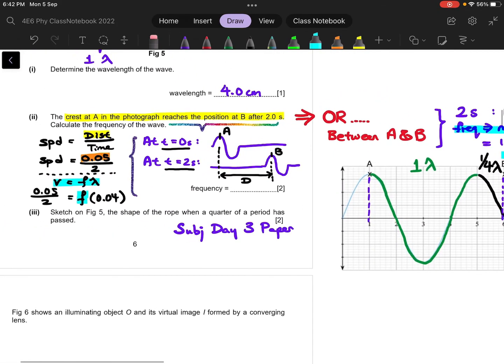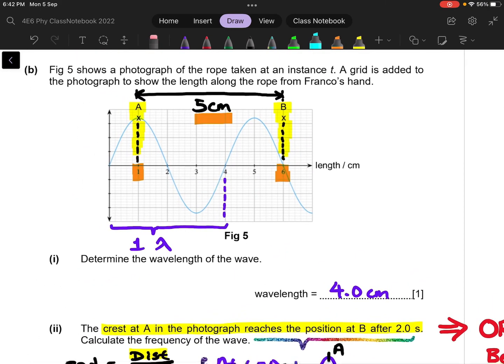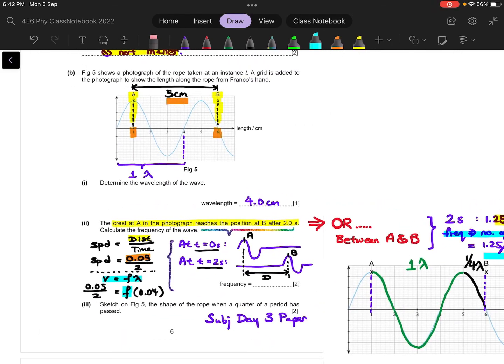And lastly, for part 3, the shape of the rope when a quarter of a period has passed, you can refer to my explanation in subject day 3 to get an understanding. But if you are unable to understand or you have forgotten the explanation in subject day 3, do leave a comment. If not, you can WhatsApp me, or better still, arrange a consultation, because it involves a lot of sketching and all that.